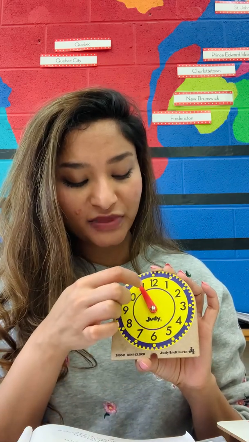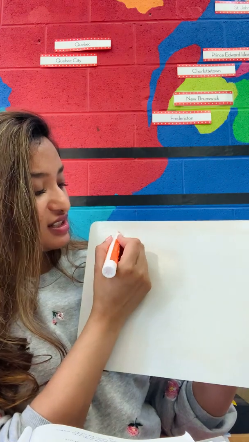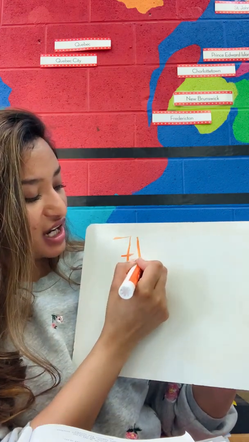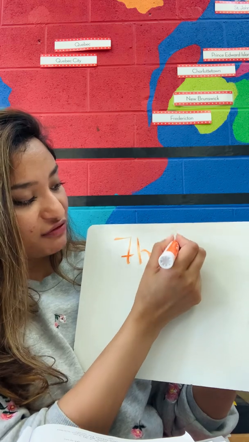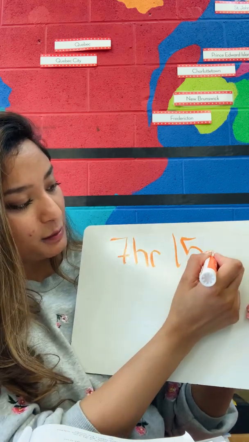So what's the time? How much time has passed? We knew our hour hand moved all the way from 4 to 11. That gave us 7 hours. Then we looked at our minute hand. It moved from 8 to 11. So that gave us 15 minutes, which means how much time has passed? So the answer is 7 hours and 15 minutes.